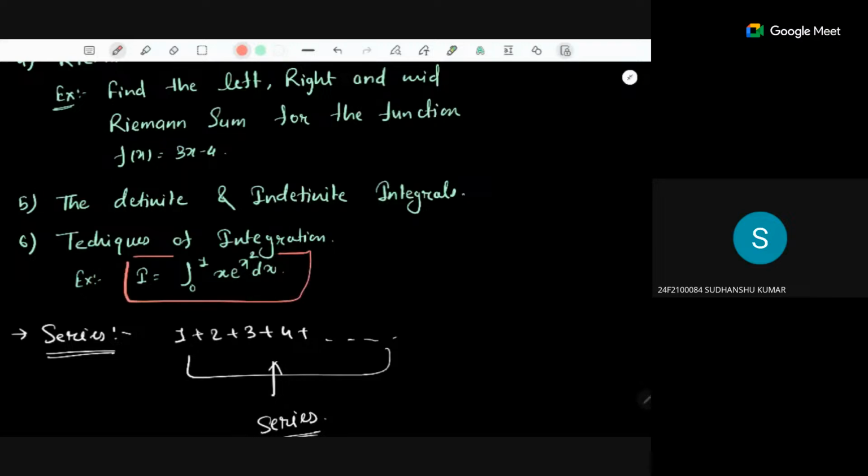Integration 0 to 1, x e to the power x square dx. Here you can apply the method of substitution and find the answer to this question, right?